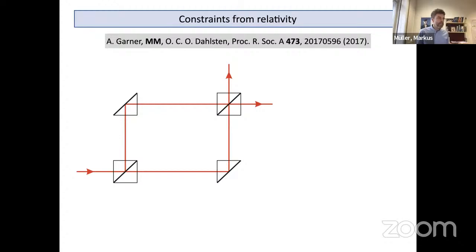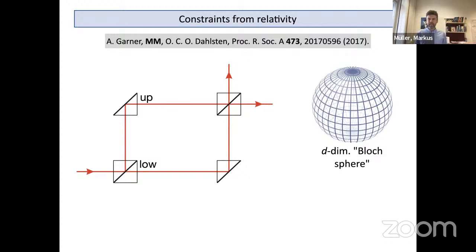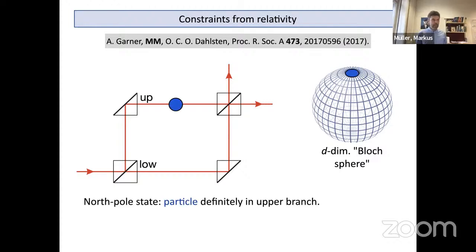So think about something like a Mach-Zehnder interferometer. So you have a particle, something like a particle, whatever that is, that can be either in the upper or in the lower branch of this interferometer. And so it's something like a bit. I have two possibilities. And then you can think of a d-dimensional Bloch ball describing the state of the particle. It would mean that if the particle is definitely in the upper branch, then you would have the state that corresponds to the north pole of the Bloch ball. If it's definitely in the lower branch, it would correspond to the south pole.